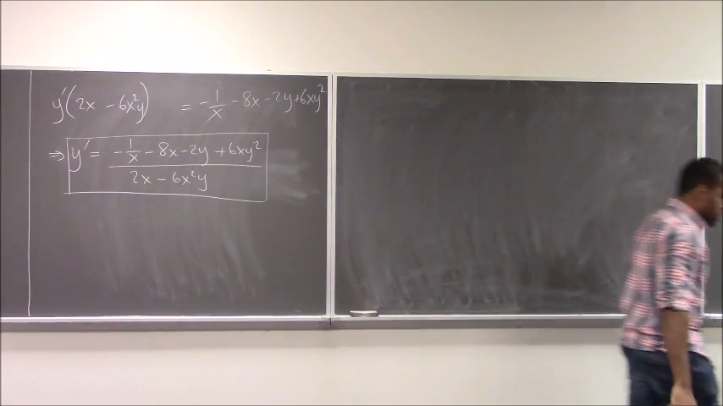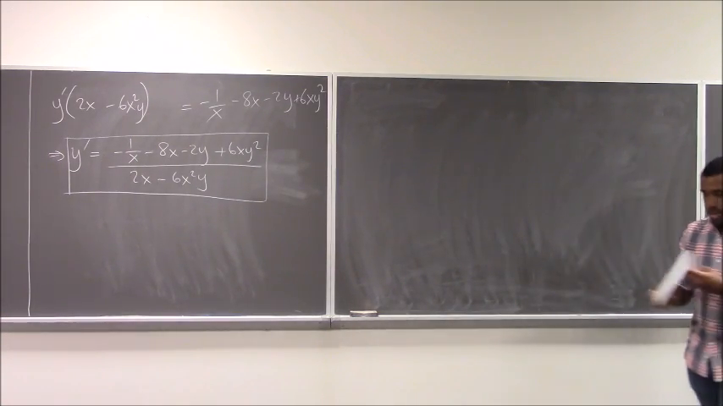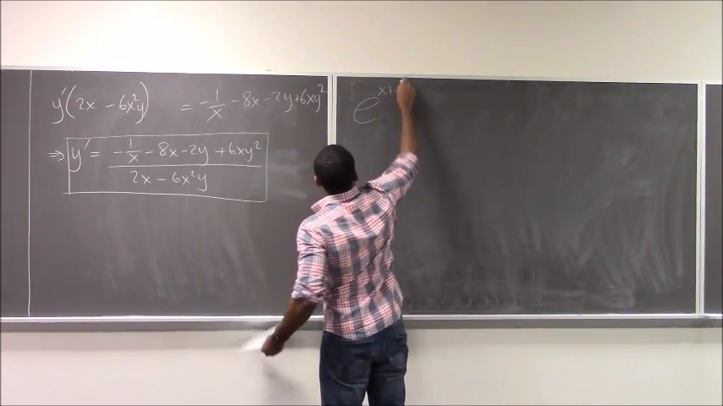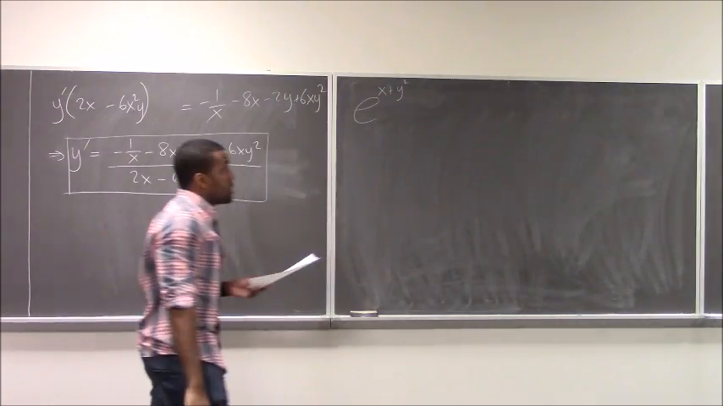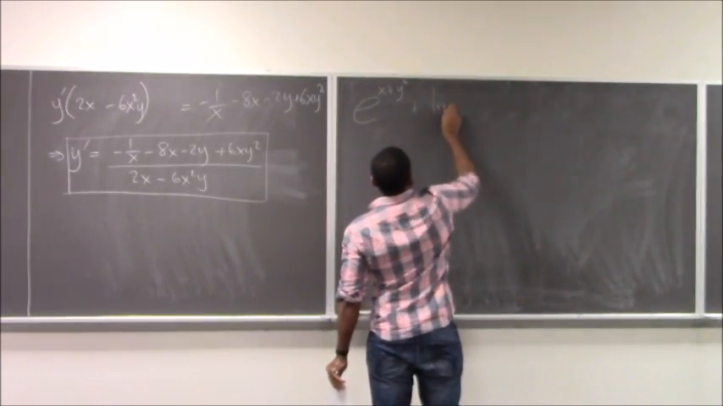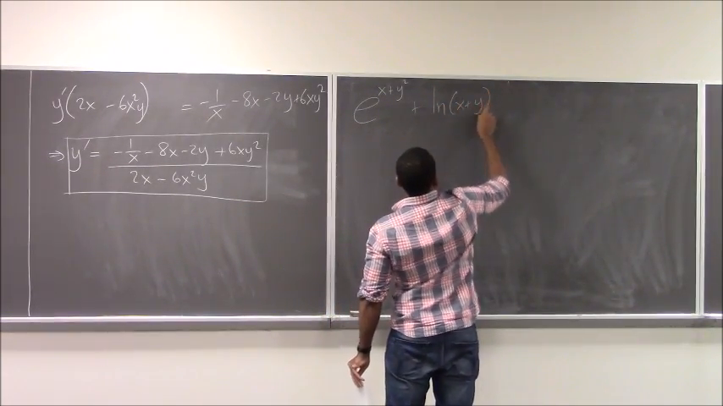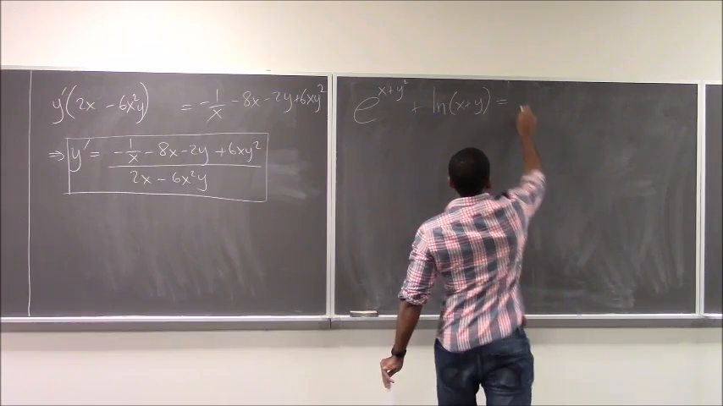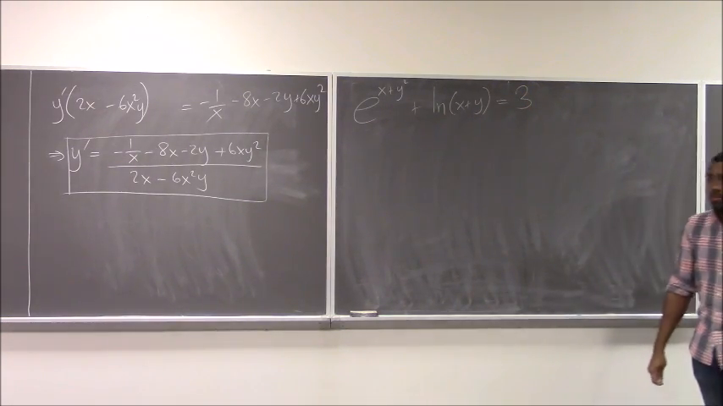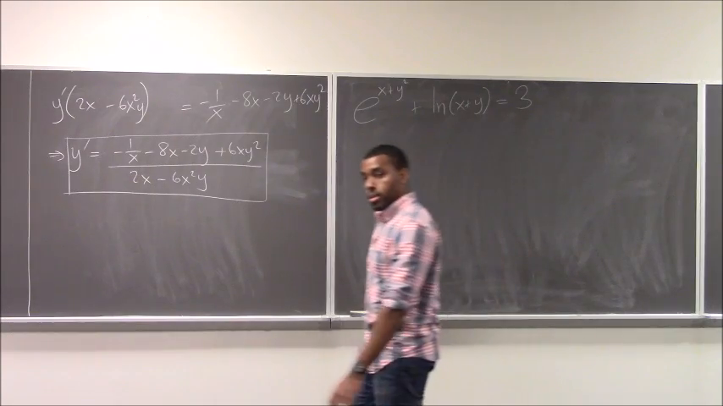Let's do another example. So e to the x plus y squared, that's all in the power, plus ln of x plus y, again equals 3. How do we do that?